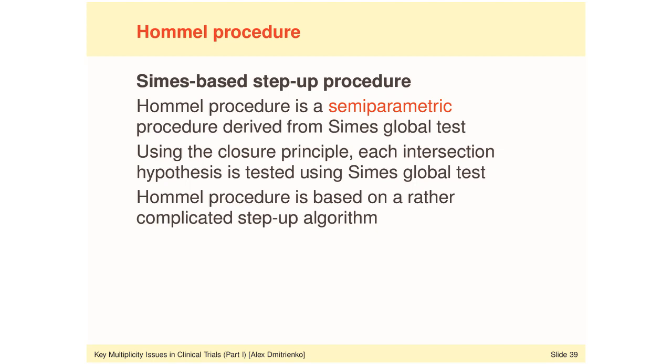The first Simes-based procedure is the Hommel, and it is defined by directly applying the closure principle to the Simes global test, which means that within the closed family, we consider each intersection hypothesis, and then we define a local test based on the Simes global test. The resulting closed testing procedure is a step-up procedure, but the underlying step-up algorithm is less straightforward, it is more complex compared to the algorithm used in the Holm procedure, as you will see on the next slide.